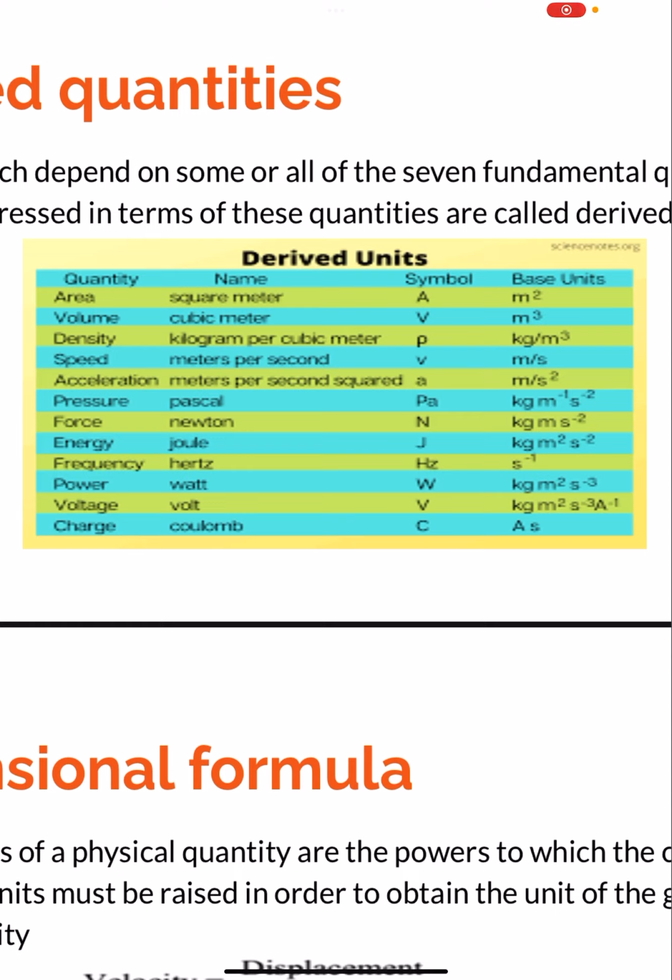Volume is V. Its unit is cubic meter. Density is mass upon volume. Its symbol is rho, and its unit is kg per cubic meter. Mass is in kg and cubic meter is for volume, this way. So this way we should remember the derived quantities.